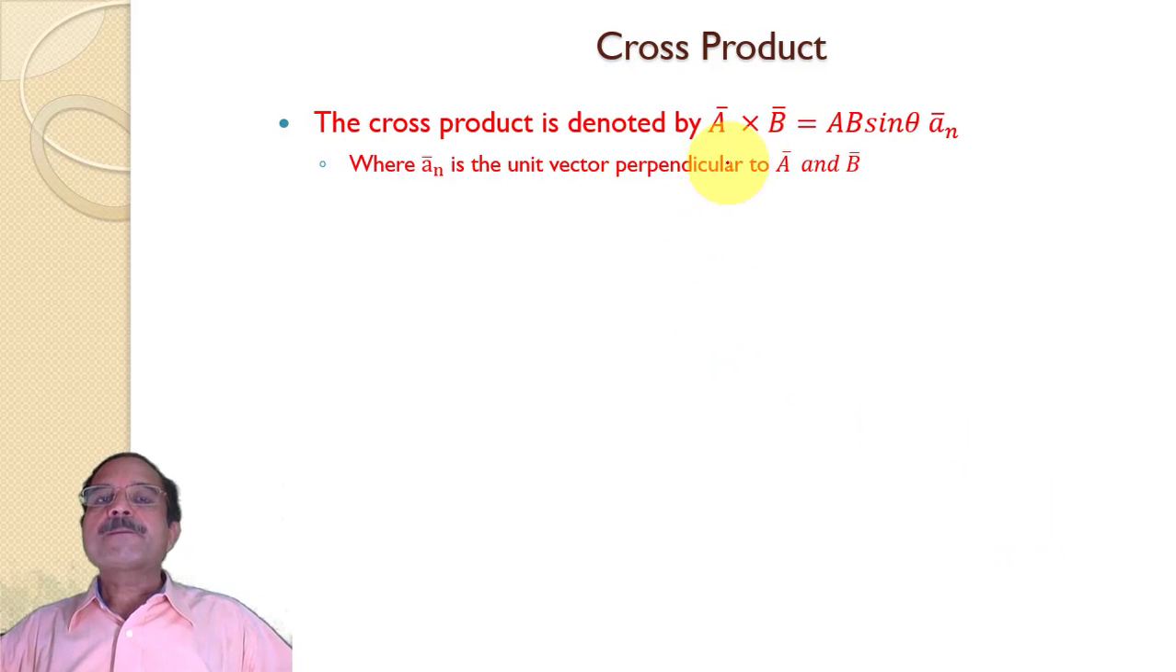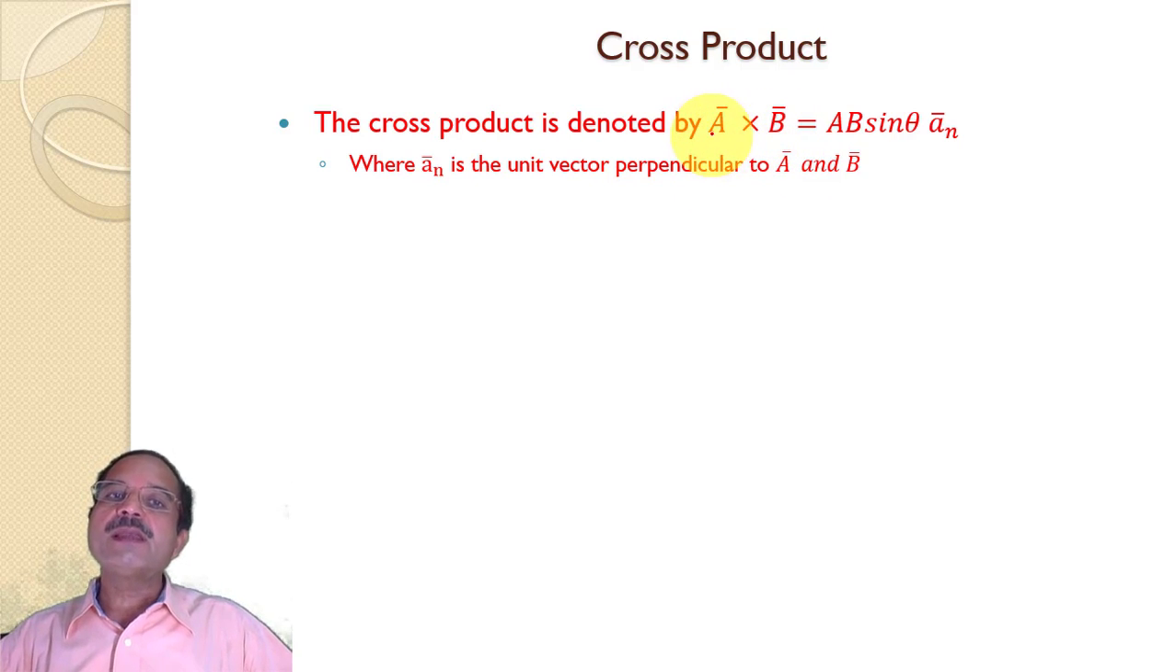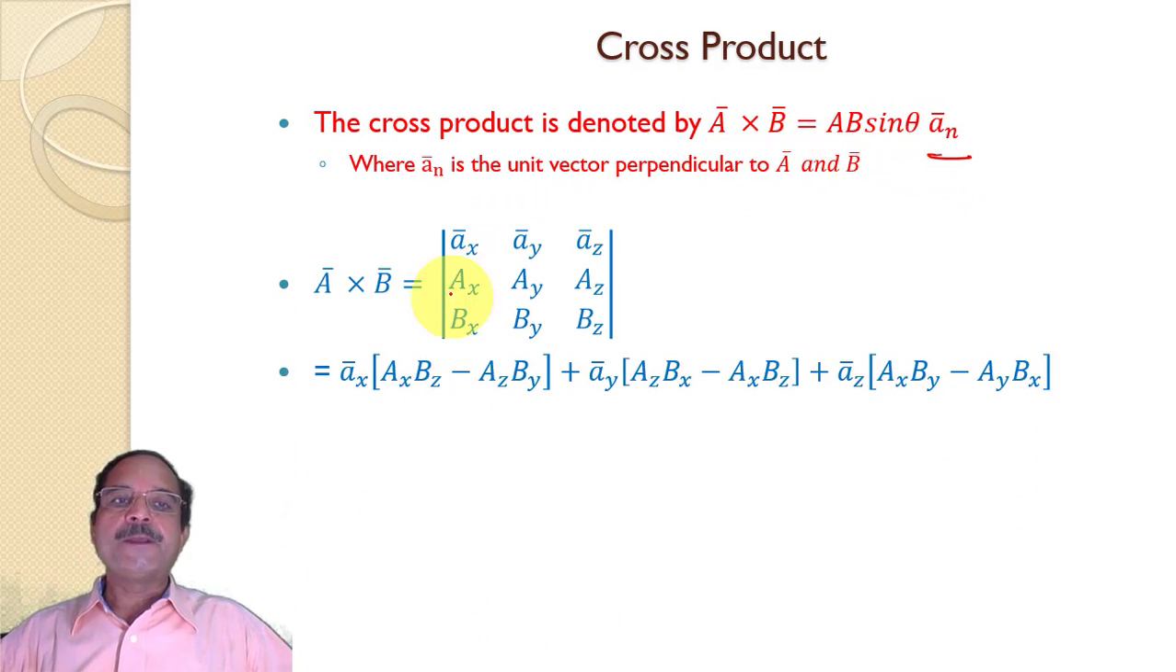Then the cross product is denoted as a cross b equal to ab sin theta an, where an is the normal vector to both a and b. The major difference between the scalar product and the cross product is that the cross product is a vector quantity, and its direction is perpendicular to both vectors a and b. That direction is represented by an, and theta is the angle between vectors a and b.